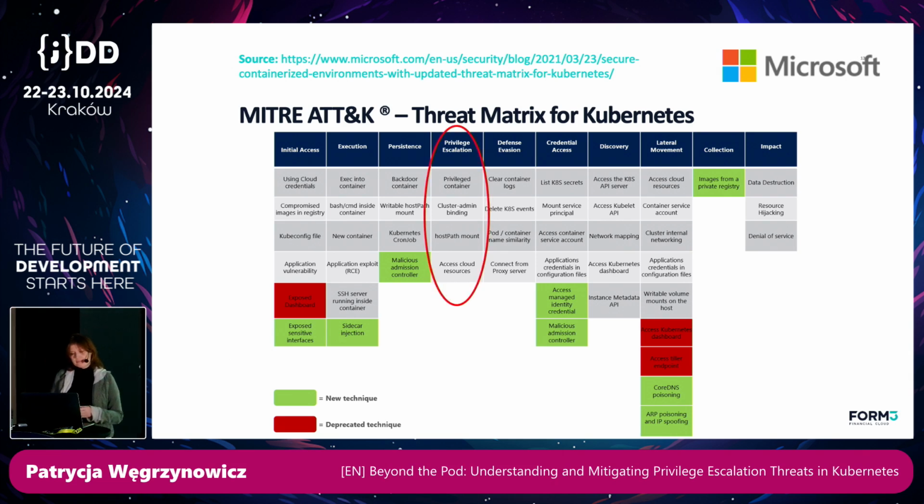We do have a privilege escalation column here, and it says something about privileged containers, cluster admin binding, host path, and accessing cloud-based resources. I don't think it's a full list of possible threats when it comes to privilege escalation in Kubernetes. So I think it needs some update. I will show you some of those attacks as well as some other approaches.